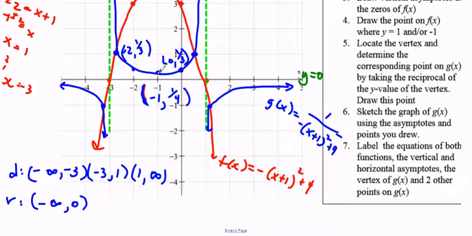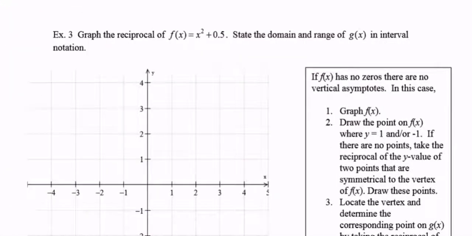This is the local minimum, and it starts at 1/4. So we are going to include, square bracket, the 1/4 as part of our range. And of course, this blue graph is going to go all the way up to infinity. All right, moving on. Let's follow our instructions again.